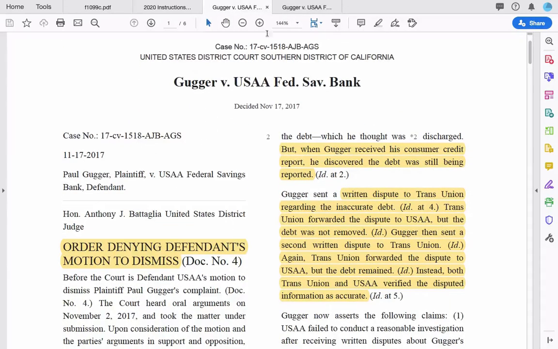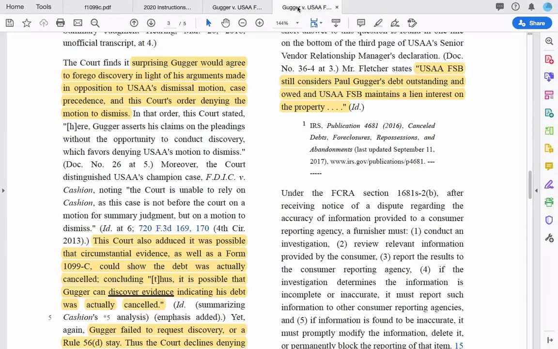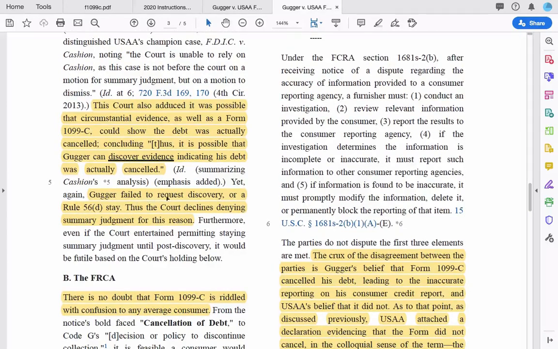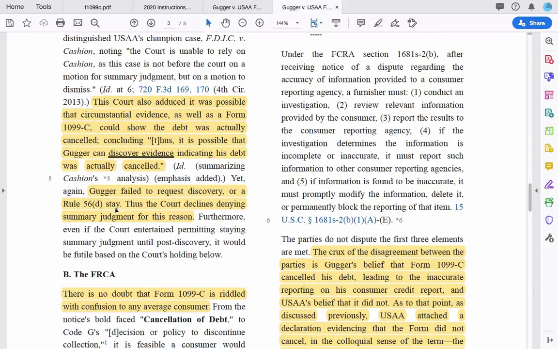And the court all through here talks about, well, I'm going to give you a chance to do discovery. It says, in light of the arguments made, case precedent, court's order denying the motion to dismiss. And for example, court says possible circumstantial evidence as well as Form 1099-C could show the debt was actually canceled. Thus, it's possible the consumer could discover evidence indicating his debt was actually canceled. So he failed to request discovery or a 56(d) stay. So therefore, I'm not going to deny ruling on this motion.